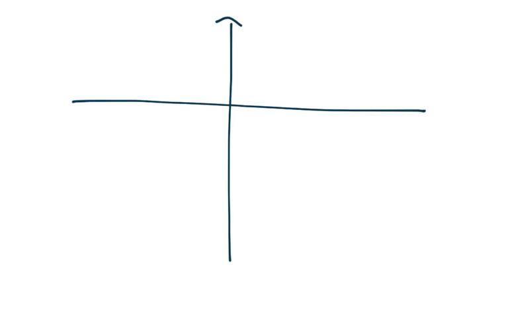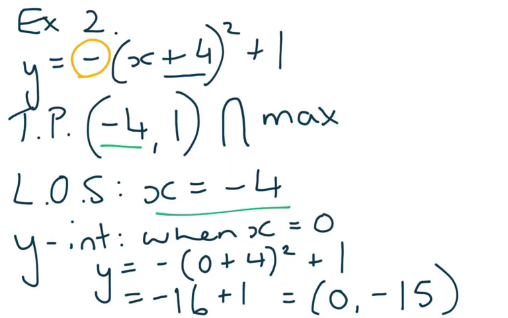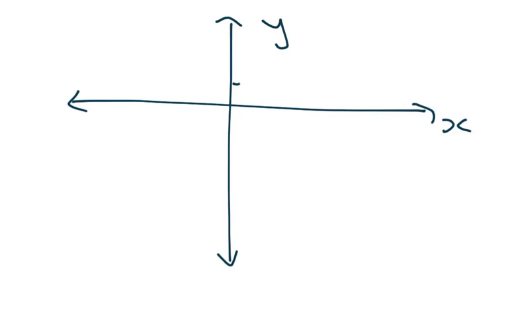When we draw a sketch, we need to draw our axes again. Again, you guys need to use a ruler. We label them, and we need to put these three things on the graph. So our turning point is at -4, 1. So we label 1, and we label -4.